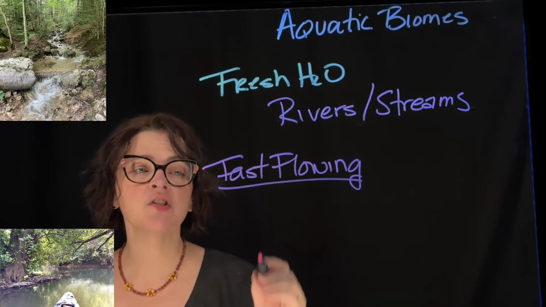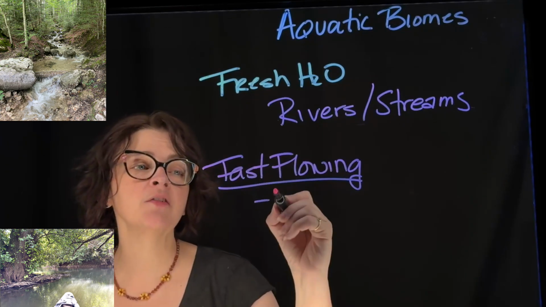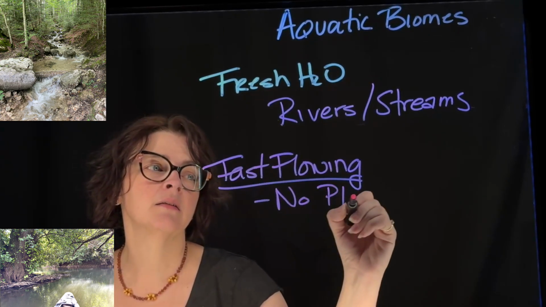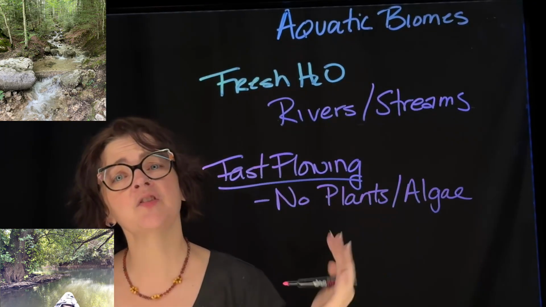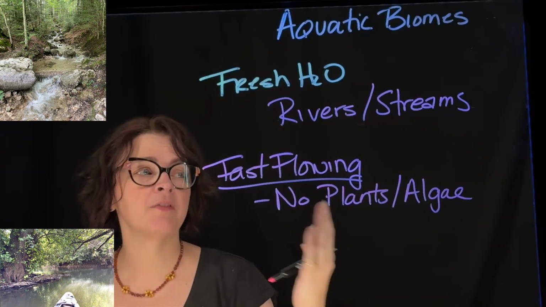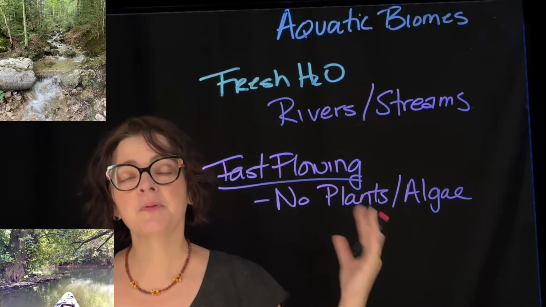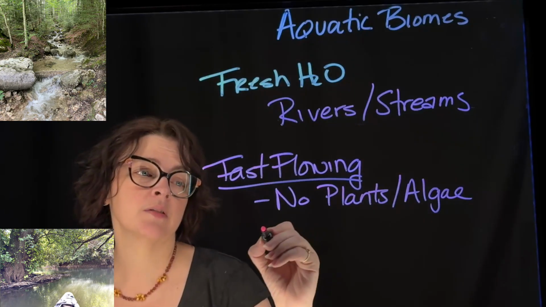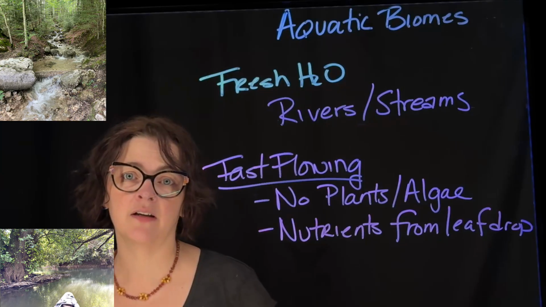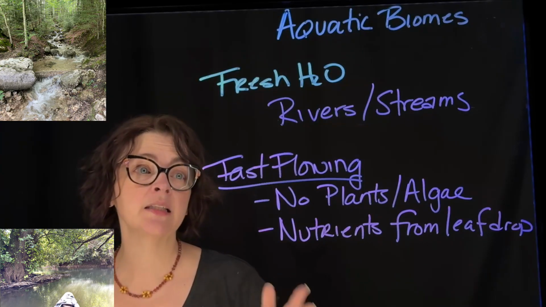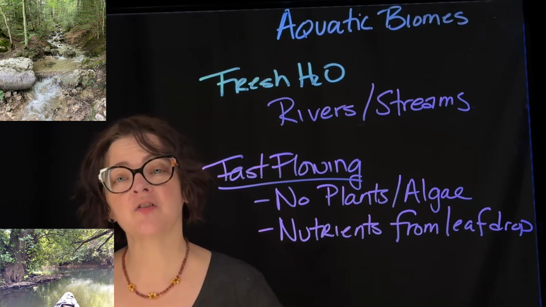In fast-flowing areas of rivers and streams, because the water is moving, plants have a hard time taking root, so generally you're not going to have any plants and no algae either. Because of this, you're not going to have nutrients in the water from plants and algae, so the nutrients are going to be coming from leaf drop from the plants that are on the banks of the rivers and streams. The nutrients from this leaf drop is going to be feeding insect larvae and small crustaceans that can live in the fast-flowing area. These insects and crustaceans will then be prey for fish like trout and salmon.